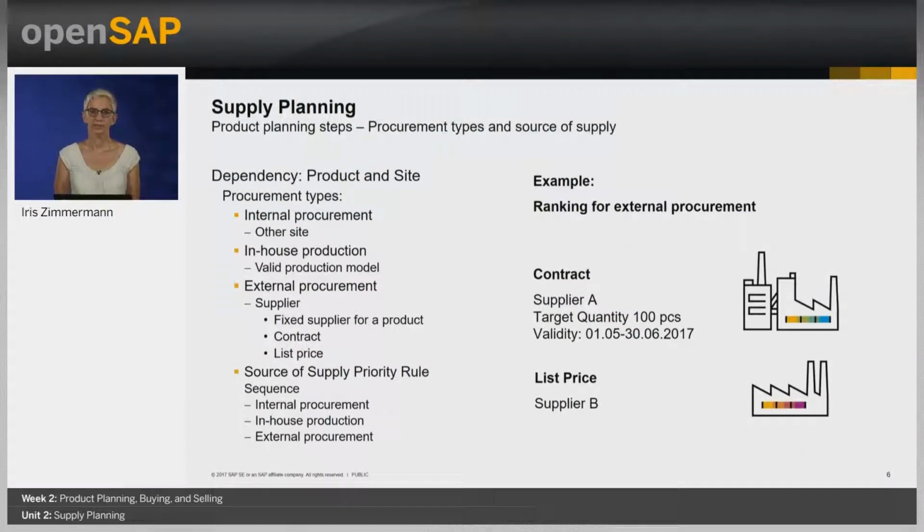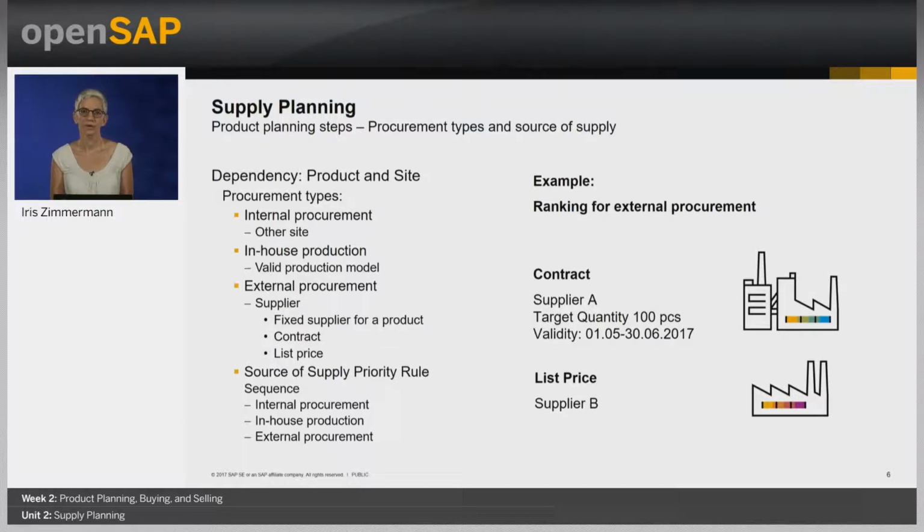For each product, you can define how it should be procured and how the source of supply is determined. For internal procurement, the source of supply, another site, is determined. For in-house production, it is checked if a valid production model is available at a certain site. For external procurement, the source of supply, the supplier, is identified through the following sequence. There might be a fixed supplier assigned to a product, which is checked first. Then, existing supplier contracts are checked, and if this was not successful, existing list prices are taken into account.